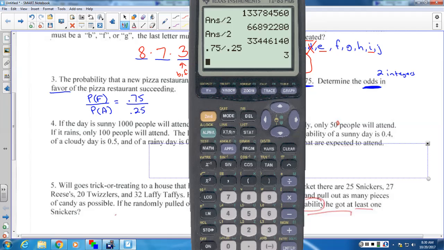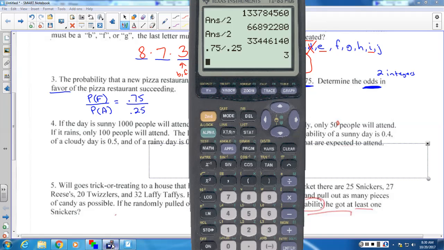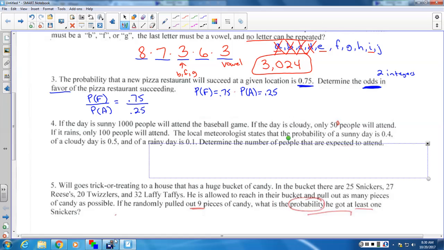But I know my odds can't be just one number. So when it says 3, what does it really mean? 3 over 1. So my odds would be 3 to 1.